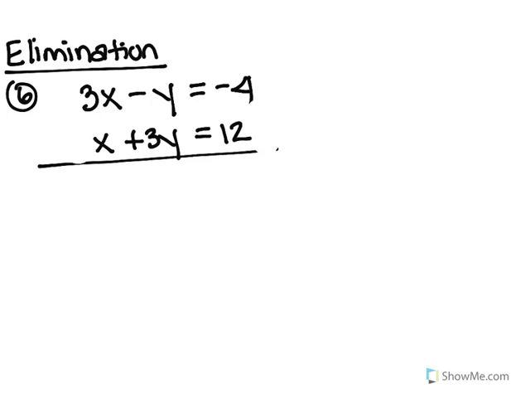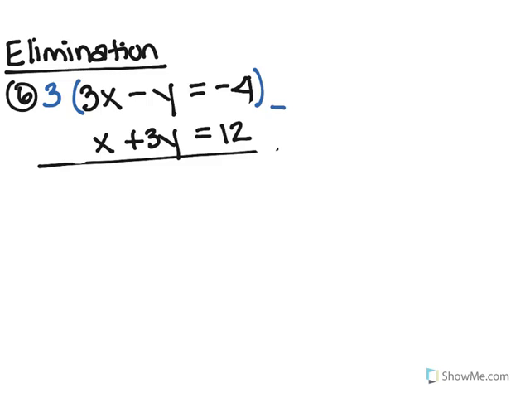So it doesn't matter. I normally cancel the variable that's already opposite signs. That way I don't have to multiply by a negative. If I cancel the variable that has opposite signs, I have to multiply by a positive. So it does not matter, but I'm going to get rid of my y's because I like to multiply by positive numbers if at all possible. So I'm going to multiply the top equation by positive 3.